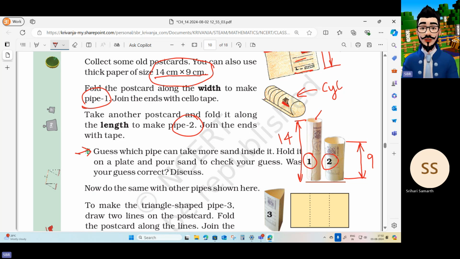Because I told you, remember? How do you calculate? I'll prove you wrong. Because you're not changing the shape at all. It's the same thing. You can pour the same amount of sand. Okay, let's observe. Let's calculate.